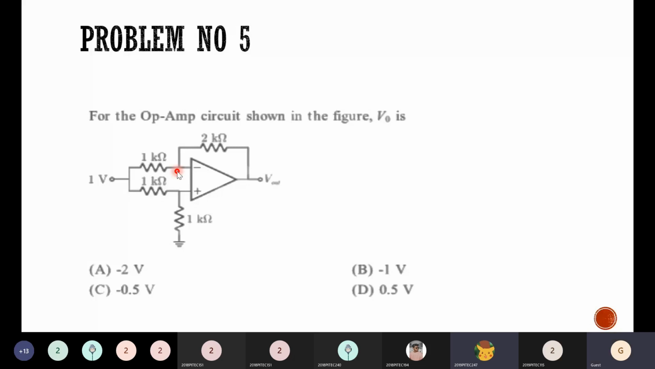Resistor values are very simple, no? And input is also very simple, 1 volt. So easily you can get the answer for this. Use any method, whichever I've told you now, whichever you're comfortable with, try to find out the output.